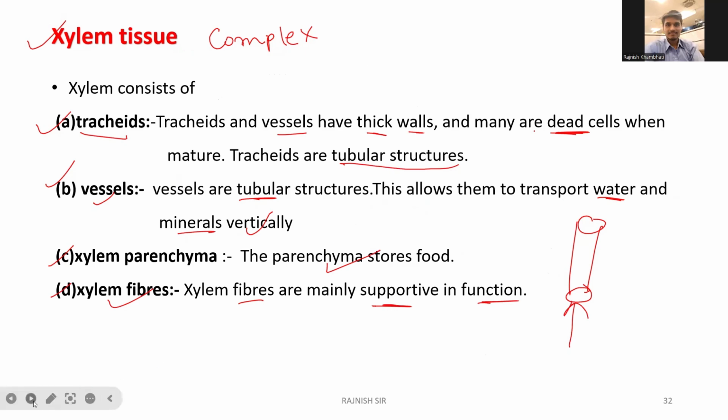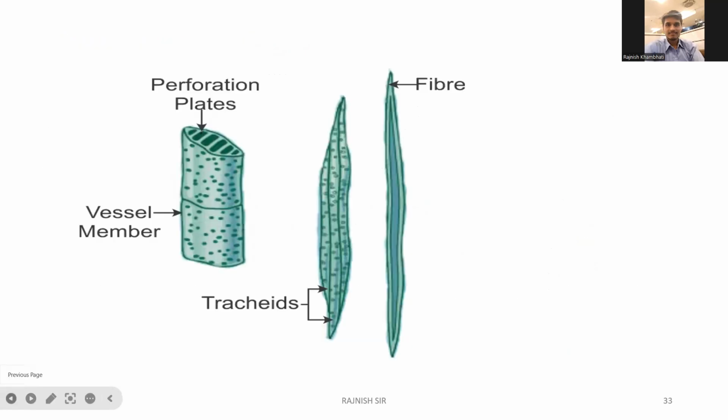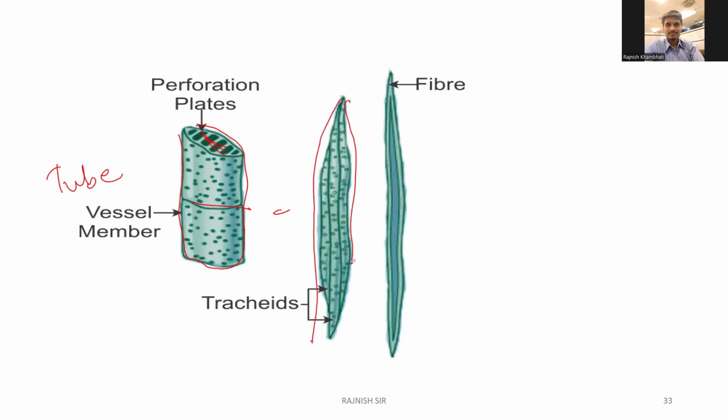Let's see the diagram. What you see in front of you is called vessel cells. What is this? It is a tube. In simple terms, tubes, tube cells, and these have perforated plates on them. And this structure, with two tapered ends and many perforations, is called tracheids. And this is called a fiber cell.